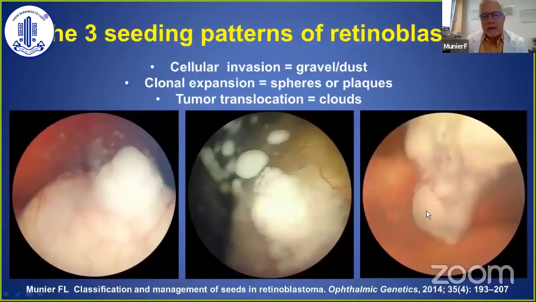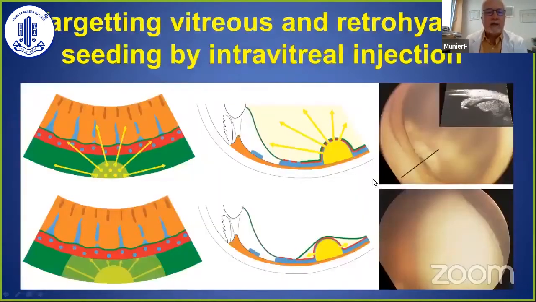Just to remind you that we have actually three types of seeding: the dust, the spheres, and the clouds. I will go back to that because it has importance in terms of how you treat and the number of cycles you give. Now, when it comes to intravitreal chemotherapy, it's important to just realize what we are targeting. We are targeting both vitreous seeding, which is just migration of tumor cells in the vitreous cavity, but we are also, with a similar efficacy, targeting sub-hyaloid seeding, as shown on the inferior part of the screen.